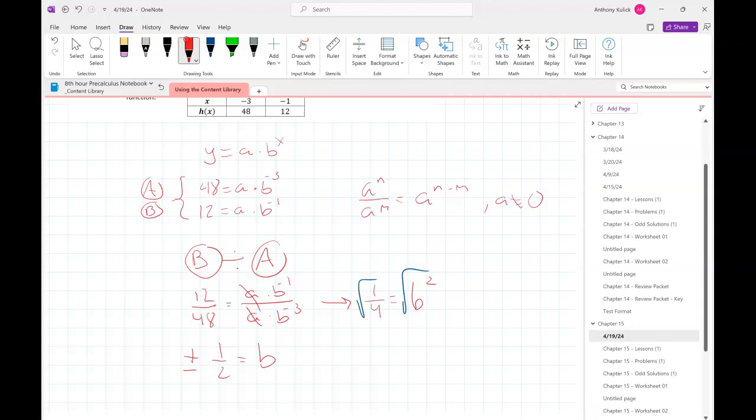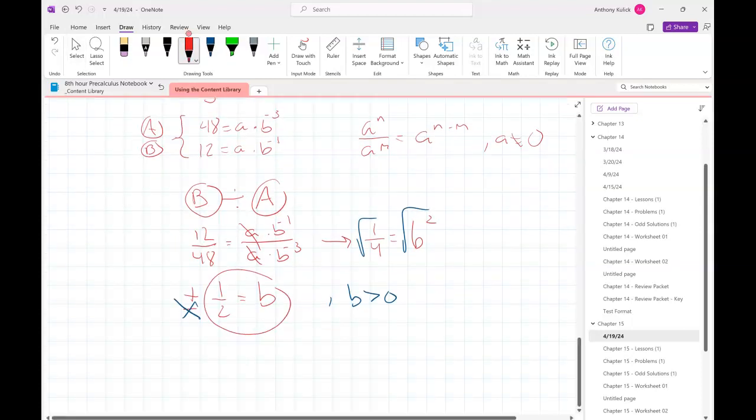Oh, that's weird, Mr. Kulik. Are you telling me I get two answers to this? Yeah, we remember that, again, b has to be positive. So I'm going to dump the negative. And now I have my answer for b.